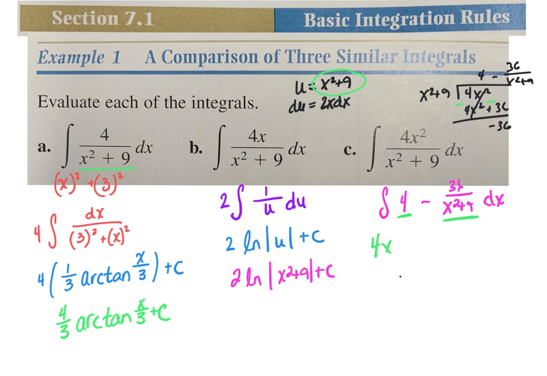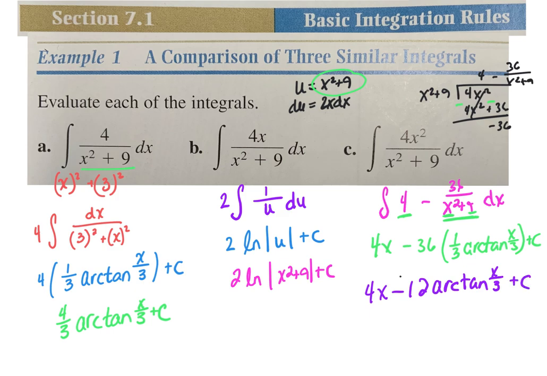We just did that integration, didn't we? That's literally the same integration we just did. It's just multiplied by 36, right? So it ends up being minus 36 times, my a is 3, my u is x, so 1/3 arctangent of x over 3 plus c. And then we can just multiply that over. We get 4x minus 36 times 1/3 is 12, arctangent of x over 3 plus c.